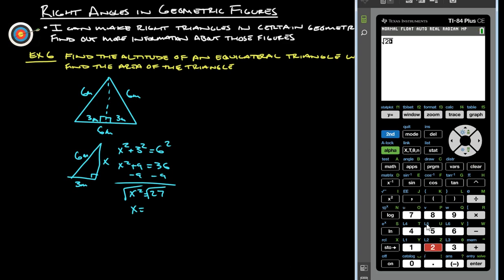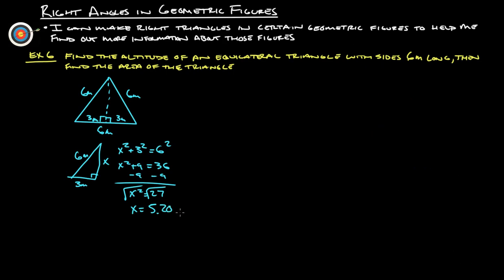Square root of 27 gives us 5.196, so let's call it 5.20. And that's meters. Okay, so there's our altitude. Now we also have to find the area of the triangle. So altitude equals 5.20 meters. That's our better answer instead of x, even though that there is x.